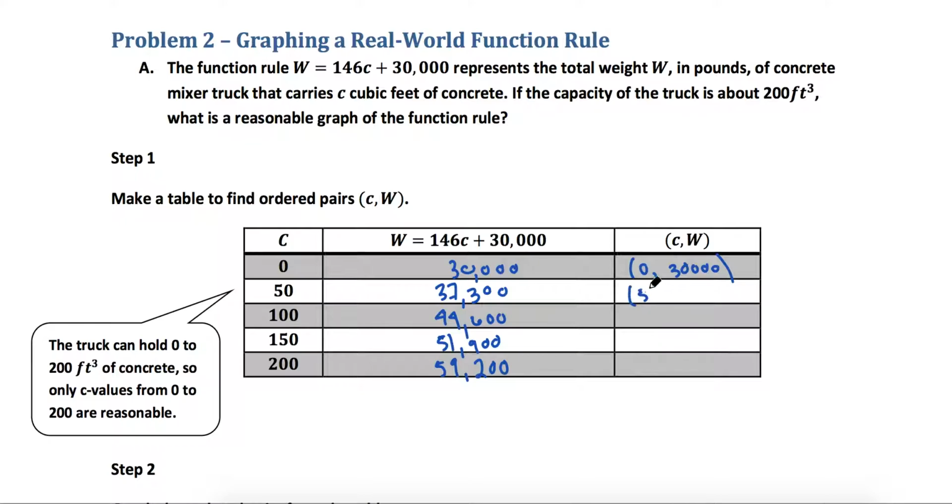So we can make the ordered pairs 0, 30,000, 50, 37,300, 100, 44,600. I'm not putting the commas separating the thousandths place in the numbers just so it doesn't confuse us with where the comma between the x and y values or the C and W values are. Here are 150 and 51,900 and 200 with 59,200.